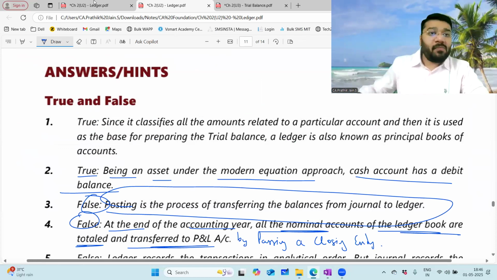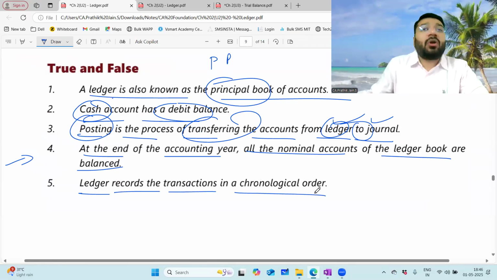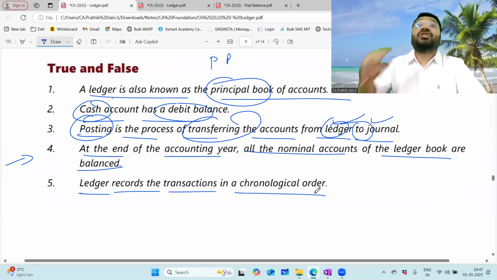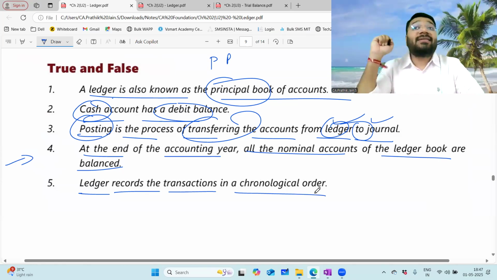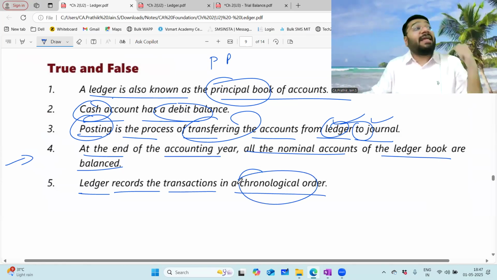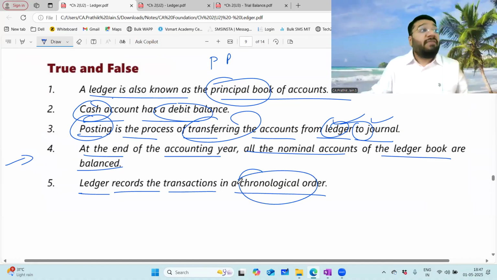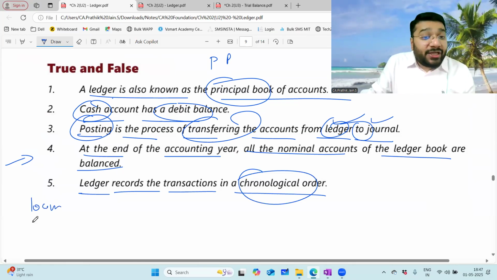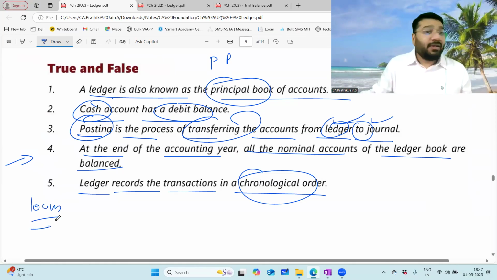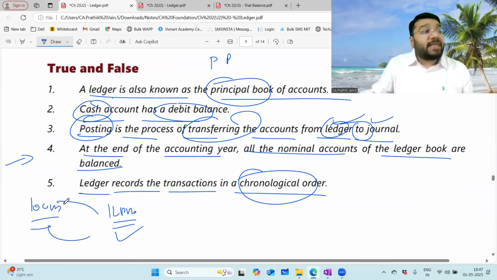Any problem? Next. Ledger records the transaction in a chronological order. False. Journal records the transaction in the chronological order. Chronological order means what? Recording the transaction as and when it takes place in a particular order. Means today's transaction I should record today only. When I say chronological order, don't take it literally. So 10 a.m. when the transaction happened, I will record at 10 a.m. only. 12 p.m. when the transaction happened, I'll record at 12 p.m. only. Within the day, you can change the order.